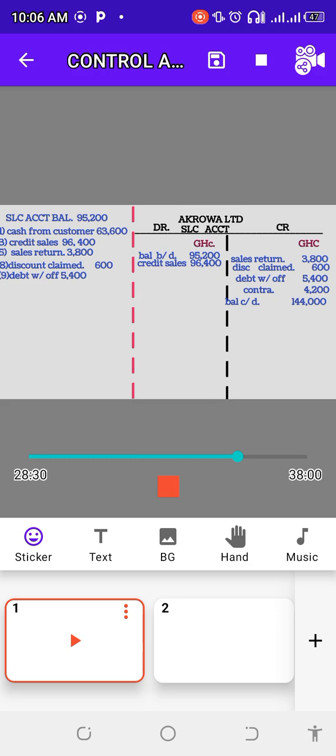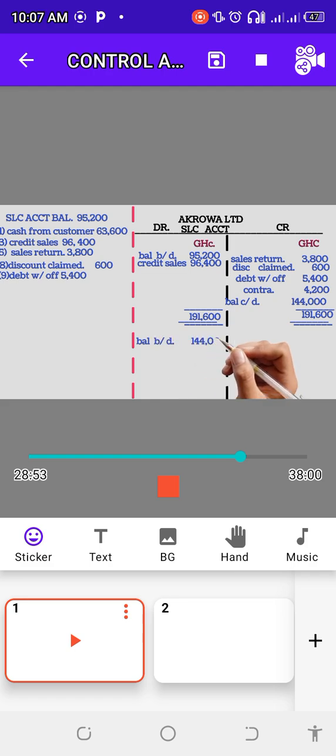The balance carried down in this case is the actual balance of what? Receivable, which is going to be by what? The debit side. So balance brought down, that is in the debit side, is the actual amount of what? Receivable for this period.